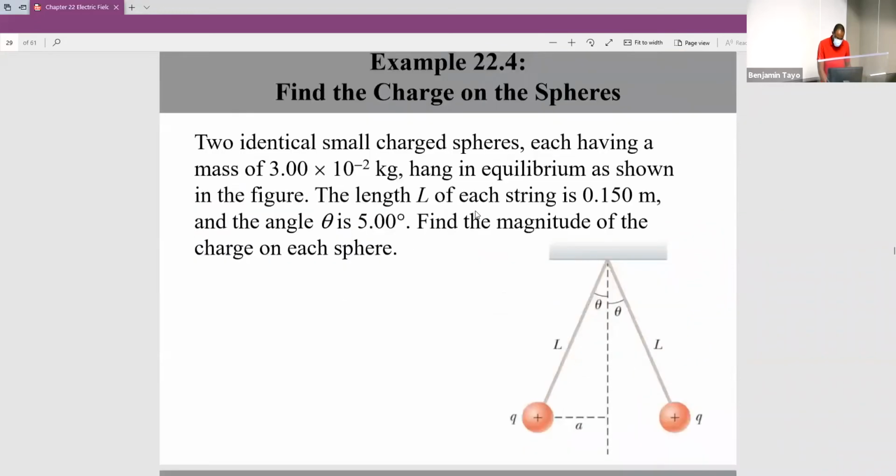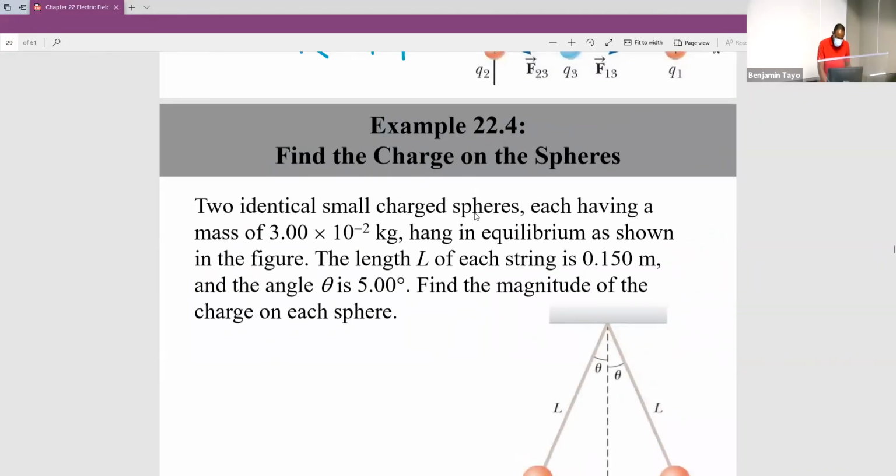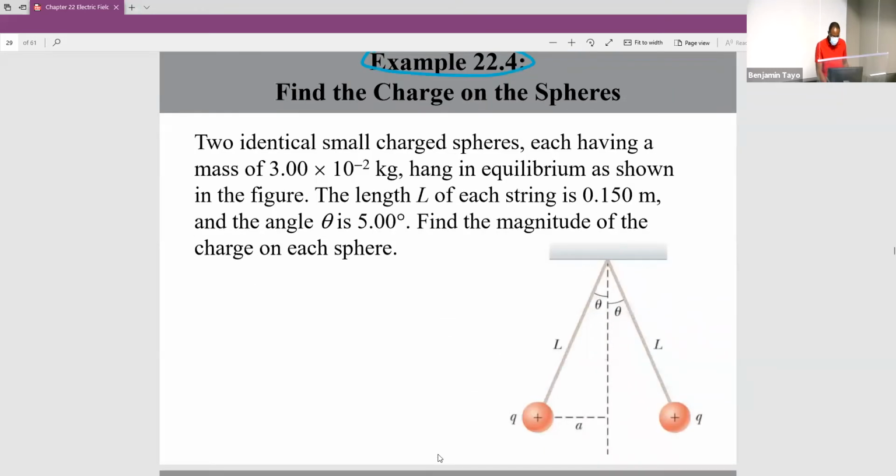Let's look at this example. I just want to solve a few more problems here. So this is example number 22.4. Let's try to have it. So again, try to read this problem.